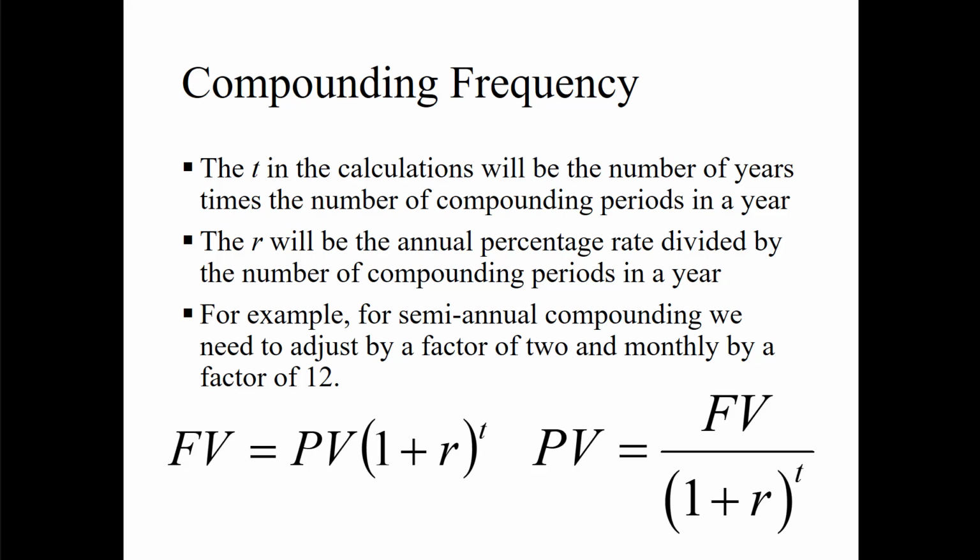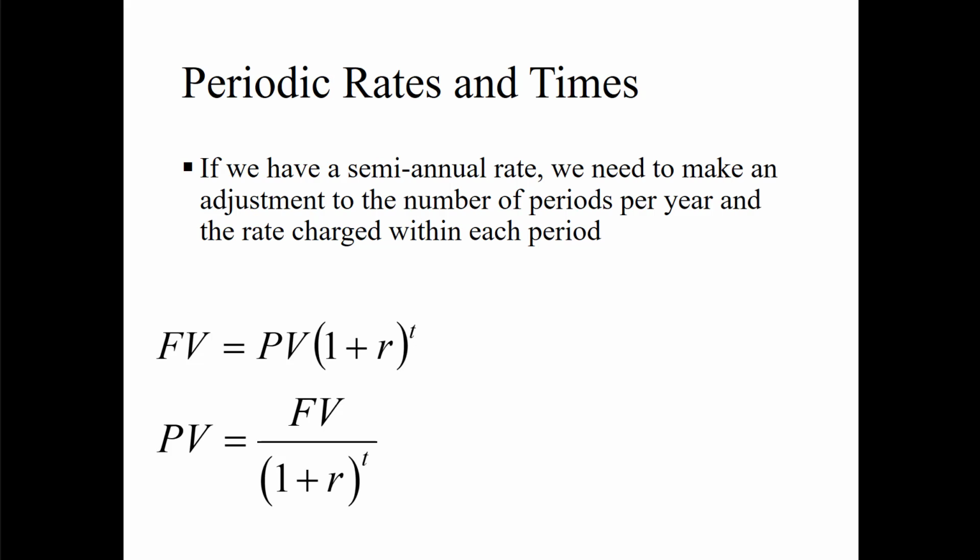Our r will be the annual percentage rate divided by the number of compounding periods in a year. And so, for example, for semi-annual compounding, we would adjust by a factor of 2, and for monthly by a factor of 12. So to be sure, if we have a semi-annual rate, we need to make an adjustment to the number of time periods per year and the rate charged within each period.